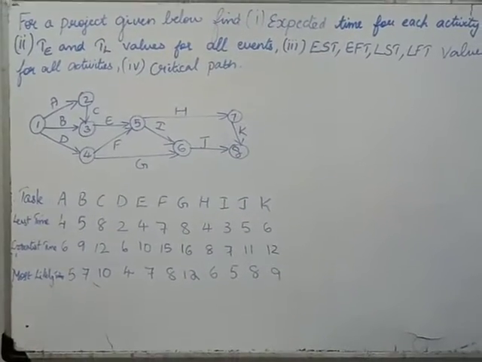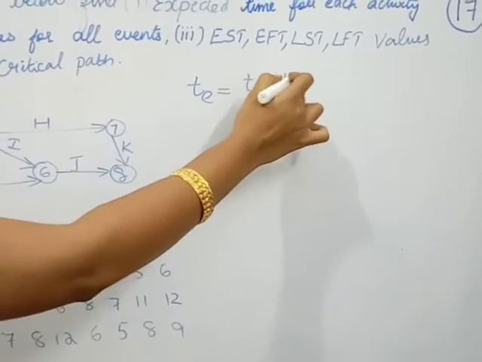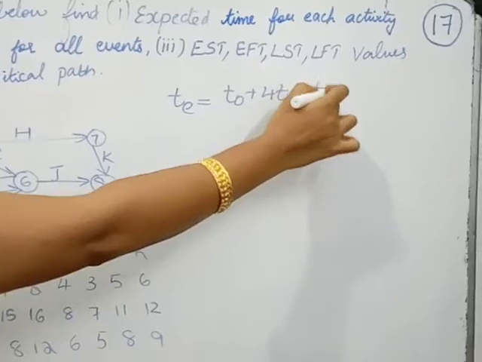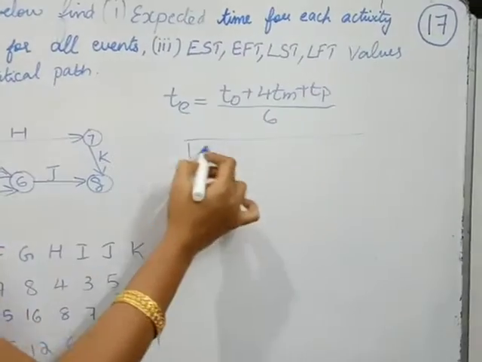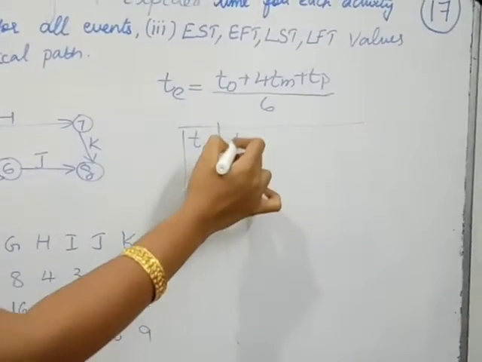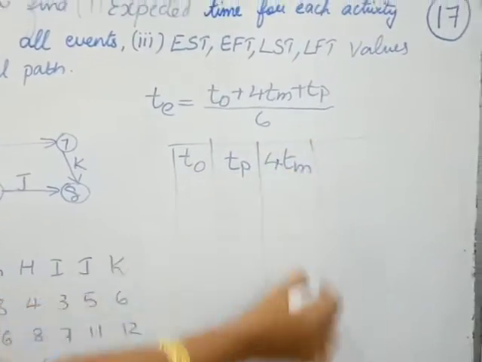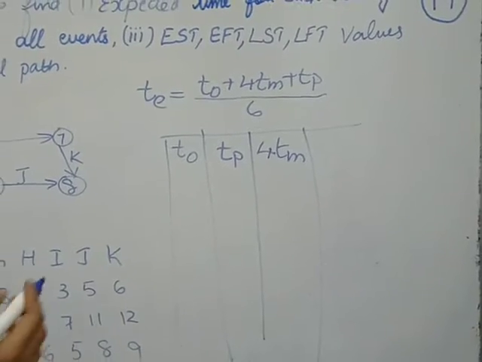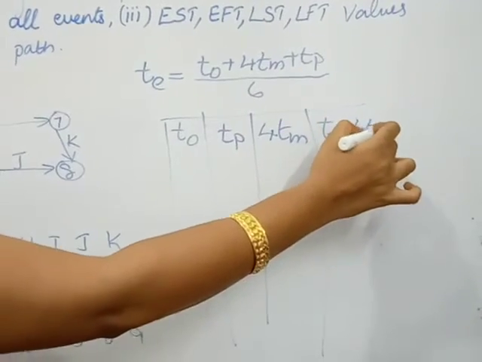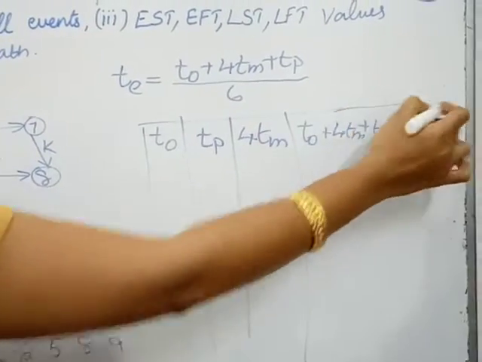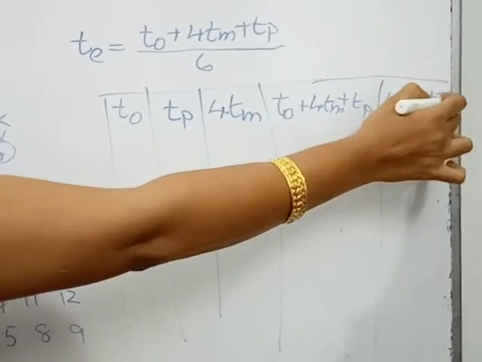So what is our formula? How will we find the estimated time? TE is equal to TO plus 4TM plus TP, the whole divided by 6. So we need a table: first column TO, that is optimistic time, then TP, then you have to multiply the most likely time with 4, because the formula is 4TM. After that, the next column, add TO plus 4TM plus TP, and the last column, you have to divide TO plus 4TM plus TP by 6.